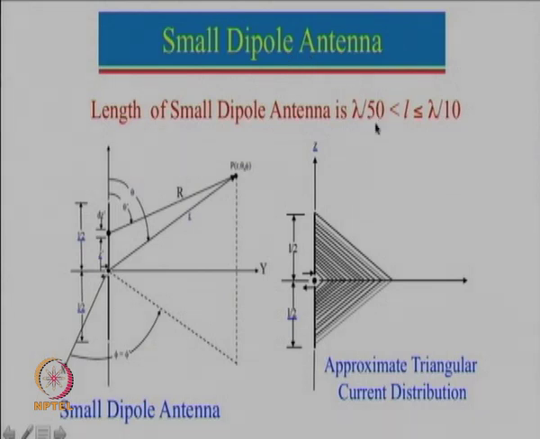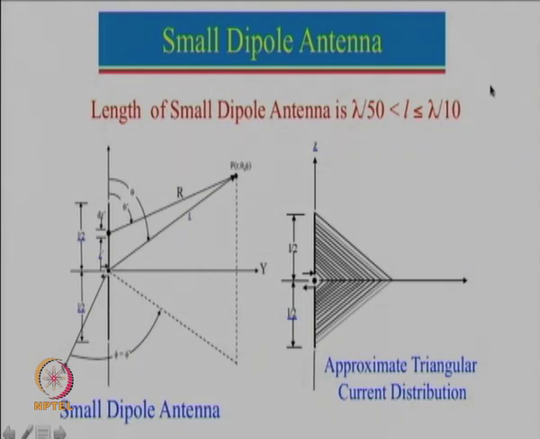Generally, a small dipole antenna is defined between lambda by 50 to lambda by 10. That is the length of the dipole antenna. Here again, as before, there is the x axis, y axis, and the dipole is placed along the z axis, and the current is again not assumed uniform. The current will be 0 over here and maximum at the center. If the dipole antenna length is small, this will be the triangular distribution. As the length increases, we can still think that it is a triangular distribution.